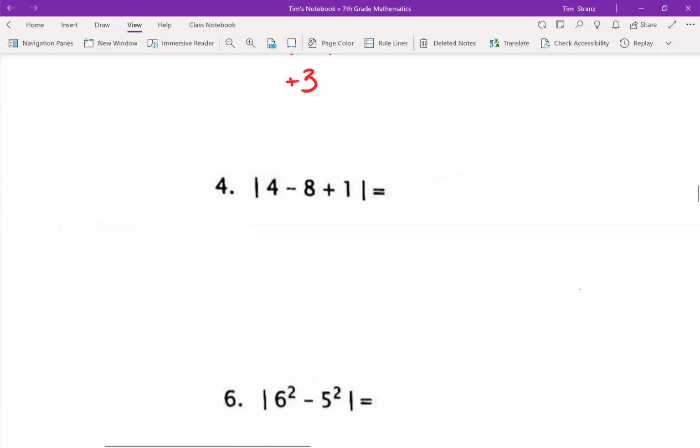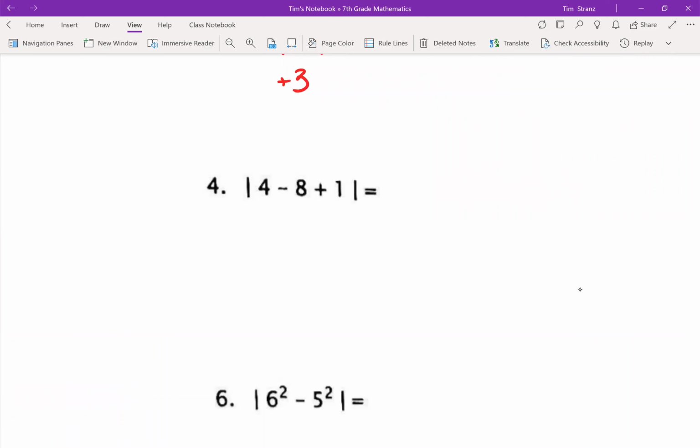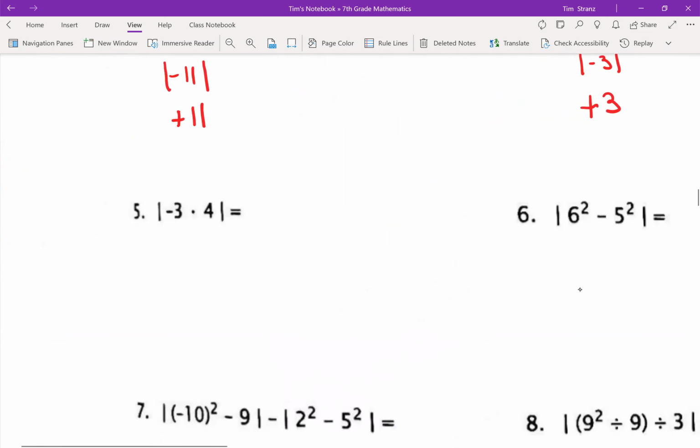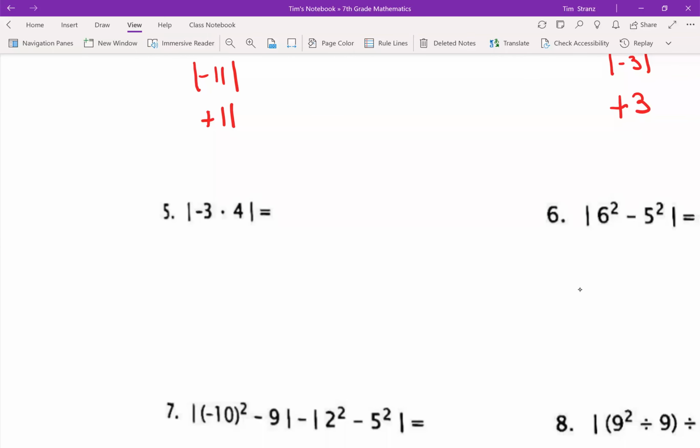All right, number 4, we have 4 minus 8, which would give us -4, plus 1, which would give us -3. But we have the absolute value brackets around them, so that would be a +3 for number 4. Okay, number 5, we have -3 times 4, which would normally give us a -12. But since we have the absolute value brackets, that's going to turn into a +12.